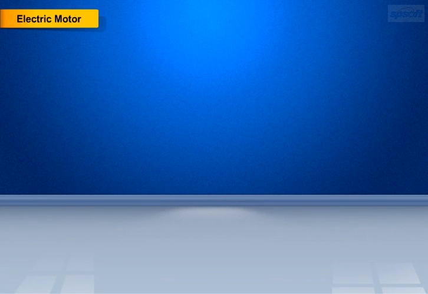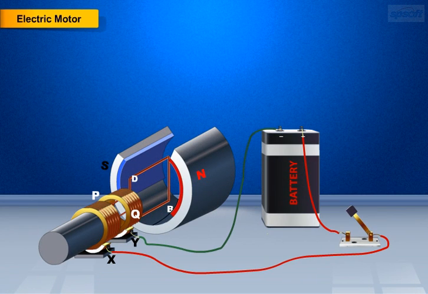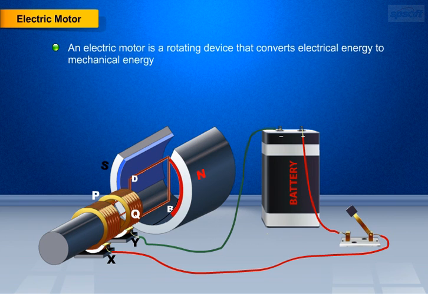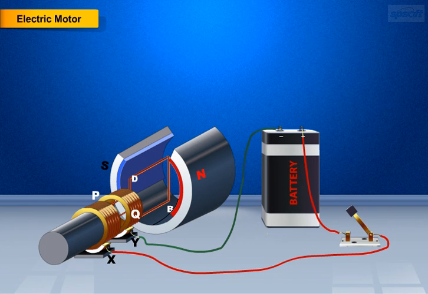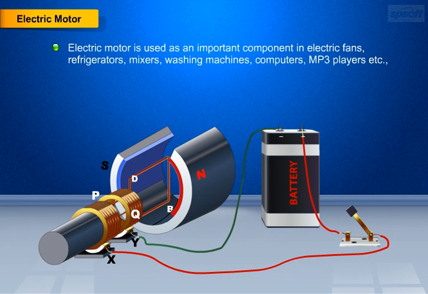Now let us see the functionality of electric motor using the Fleming's left-hand rule. An electric motor is a rotating device that converts electrical energy to mechanical energy. Electric motor is used as an important component in electric fans, refrigerators, mixers, washing machines, computers, MP3 players, etc.